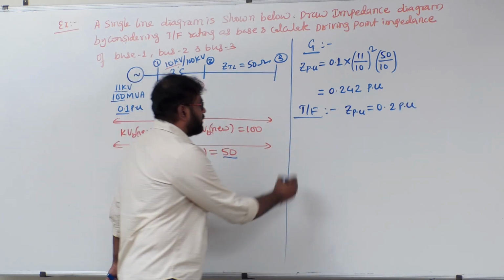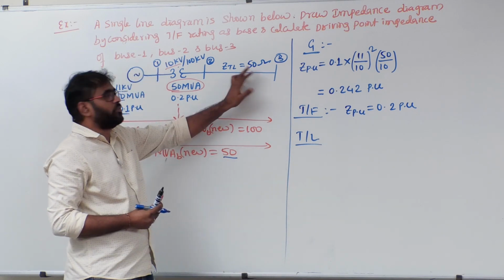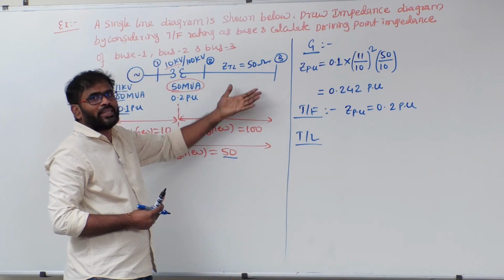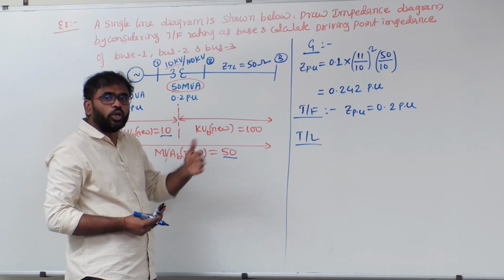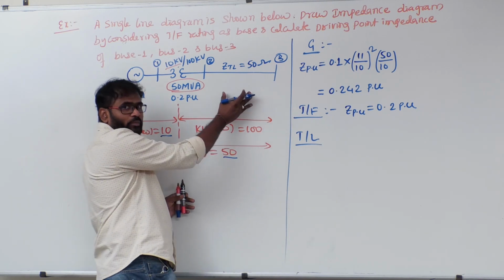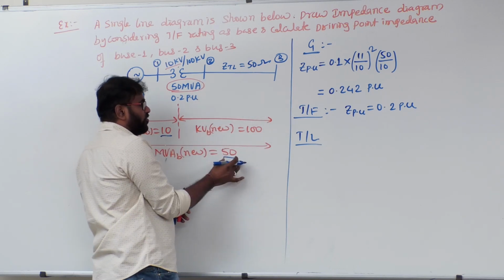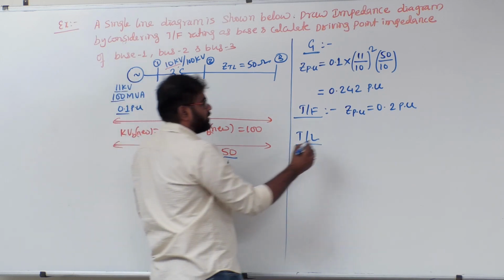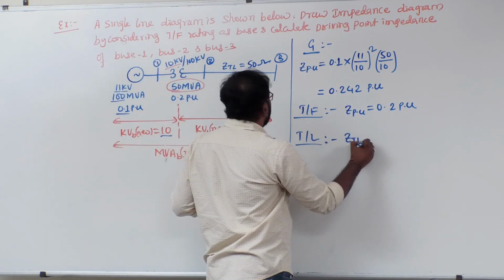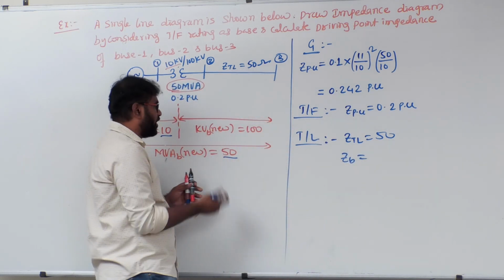Now the transmission line. The actual impedance is given, 50 ohms. You need to calculate the per unit impedance by dividing with the new Z base. What is the new KVB? 100. What is the new MVAB? 50. So what is the Z base? ZTL is given as 50. Z base is KVB new square by MVAB new.